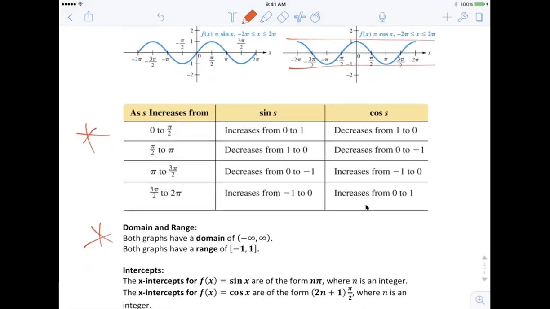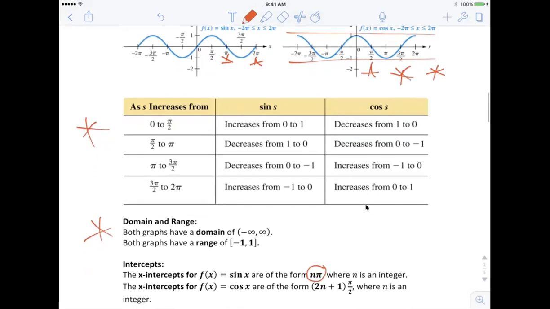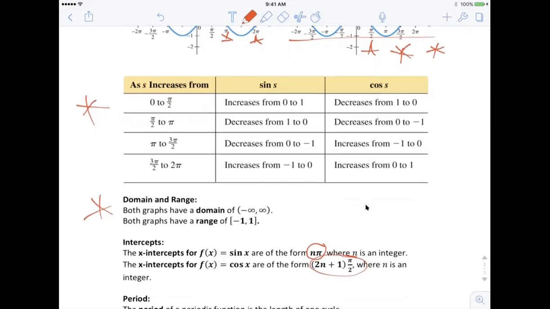Intercepts, we can generalize the intercepts. That's where it crosses the x-axis. So the intercepts for sine x, notice, are pi, 2 pi, 3 pi, 4 pi, 5 pi, or just n pi. Okay. Whereas for cosine, they're the fractional pies, right? Half pi, 3/2 pi. The next one would be 5/2 pi. Those are odd number of pi over 2's, which here's a way to write it, (2n plus 1) pi over 2. Right? 2n plus 1 is a fancy way just to express any odd number.